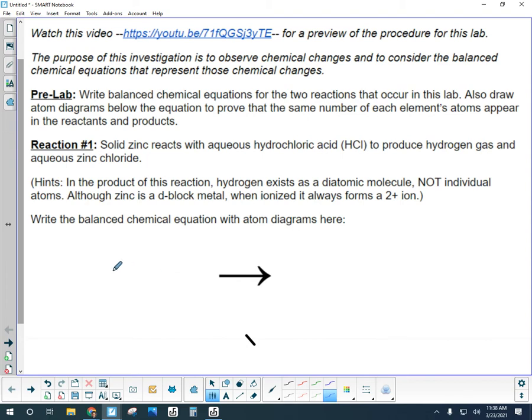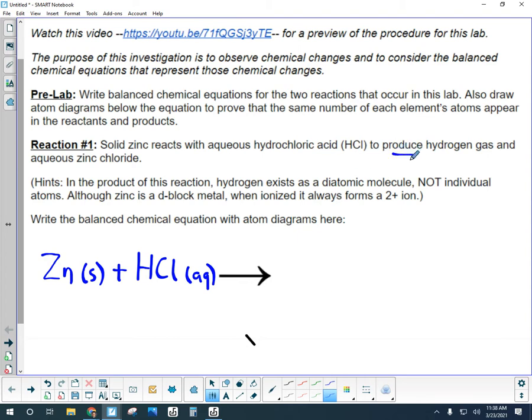There we go. All right, so solid zinc is just zinc, Zn. In parentheses, we'll put S for solid since it's specified in the equation. And it's going to react with aqueous hydrochloric acid. And it tells us the formula of hydrochloric acid is HCl. I'm going to put AQ for aqueous. And what that means is the hydrochloric acid is dissolved in water. And we'll talk more about that in a moment.